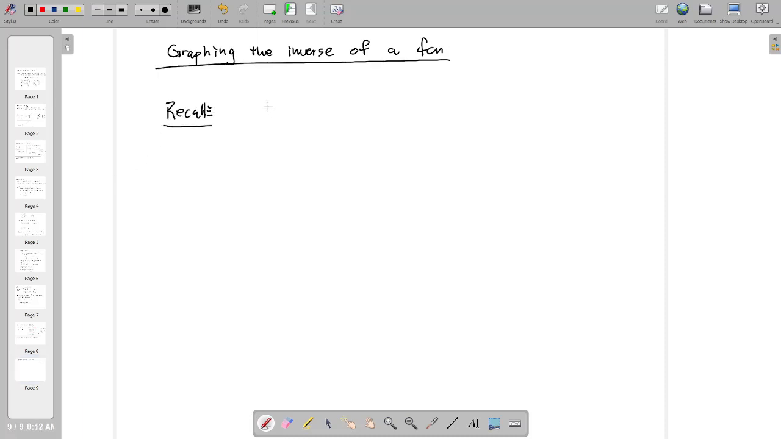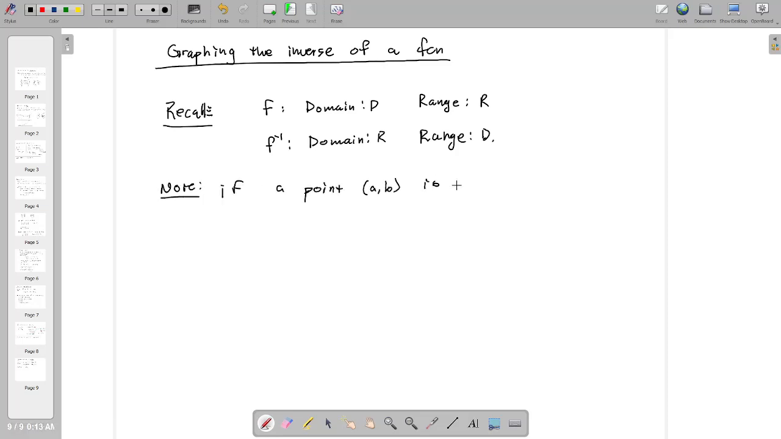Recall. Remember that f has a domain D and range R. F inverse has the opposite, domain R and range D. Note, if a point (a, b) is on a one-to-one function f, then (b, a) is on the graph of f inverse.